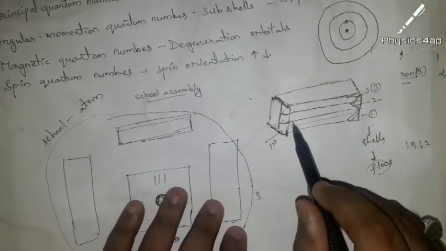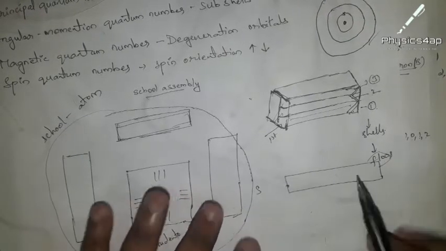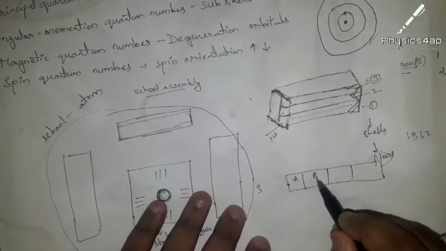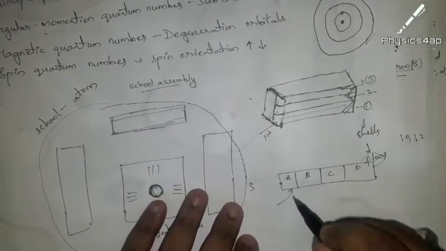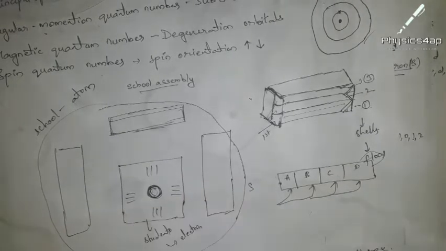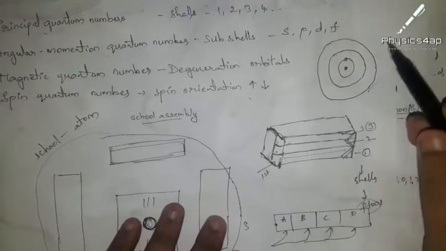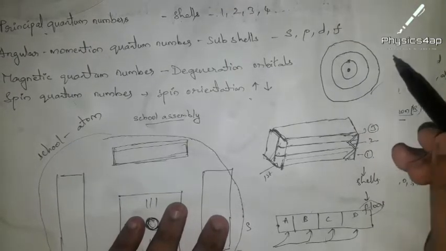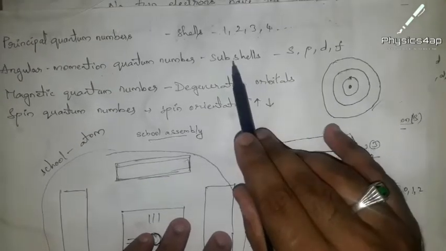Next, in a floor, for example the first floor, second floor, or third floor, we have grades, right? Like A section, B section, C section and D section. That means all the students will go to their respective classes, A, B, C, D. In the same way, the electrons which are arranged into the respective shells, like the first shell, second shell or third shell, are filled into the respective subshells.